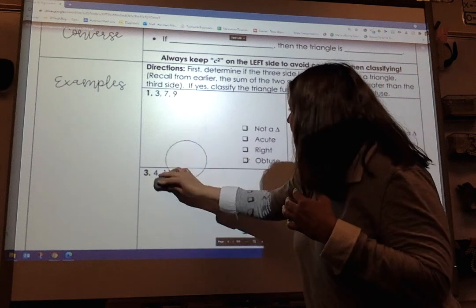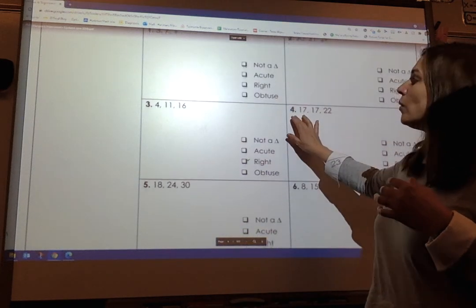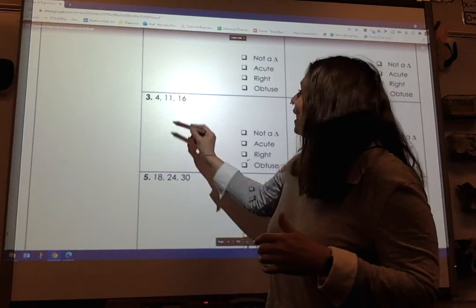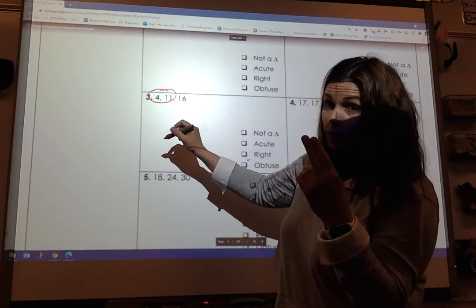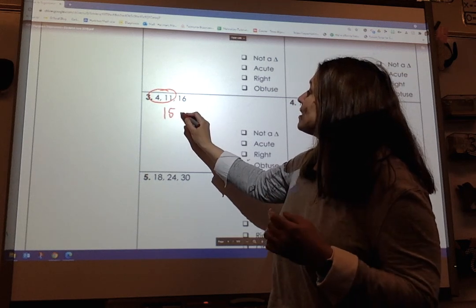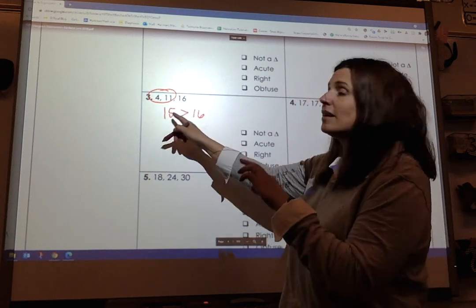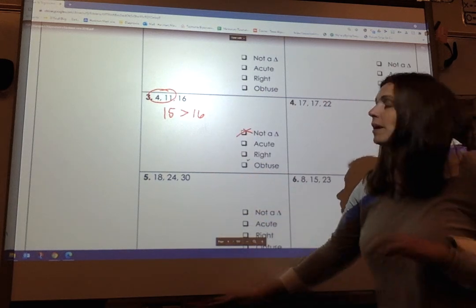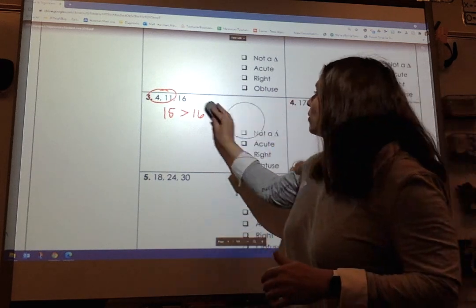3. The first thing you always do is test: is it even a triangle? So I'm going to add my two smallest sides. 4 plus 11 is 15. Those two sides have to be greater than 16. It is not, so it is not a triangle. And then I can stop. There's no reason for me to go on.